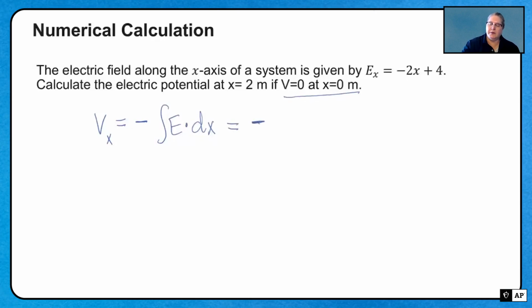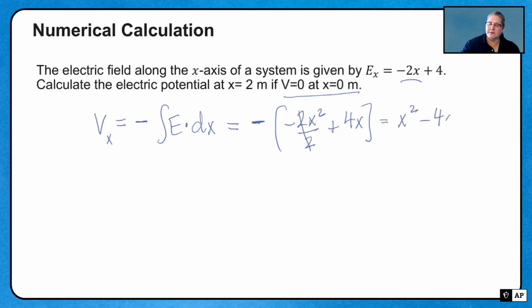So I have negative, and then I'm going to take the integral of each of these parts. I have minus 2x squared over 2, and then plus 4x. I don't need the constant because I know it's 0. The 2's cancel here, and distributing the negative sign, I get x squared minus 4x as my potential. If I want to know what it is at x equals 2, I just plug in a 2 where x is. So this is going to be 2 squared minus 4 times 2. So 4 minus 8 gives me minus 4 volts.